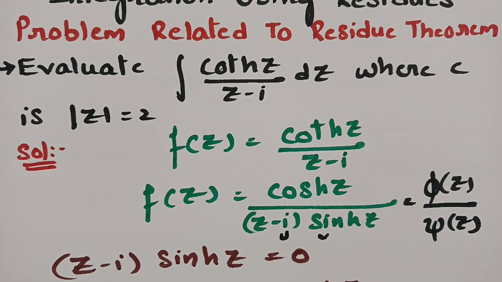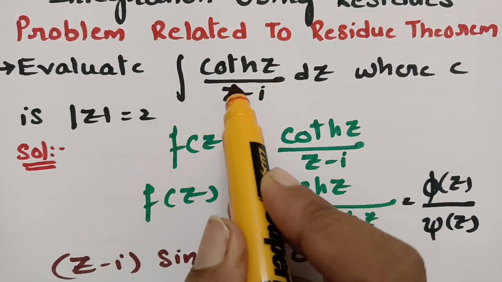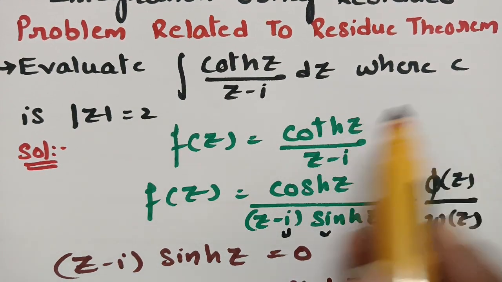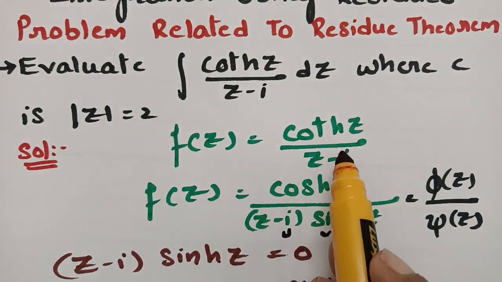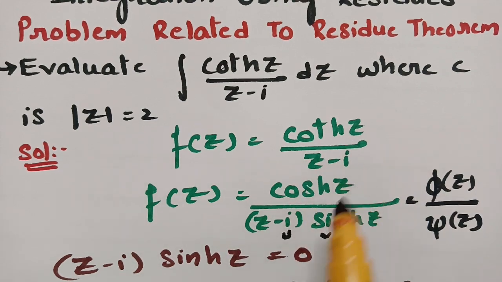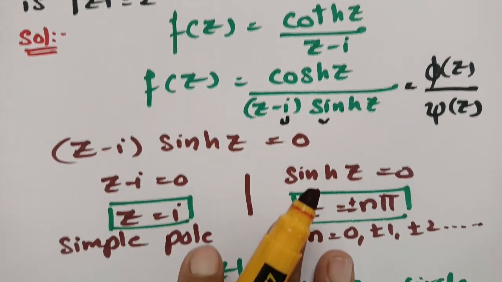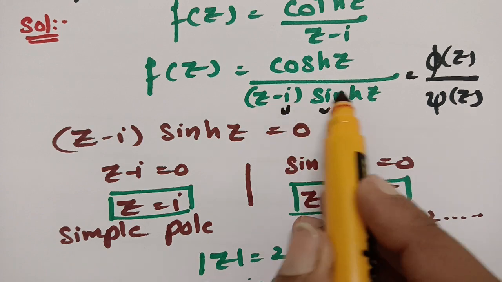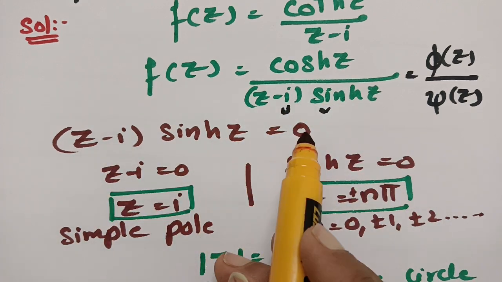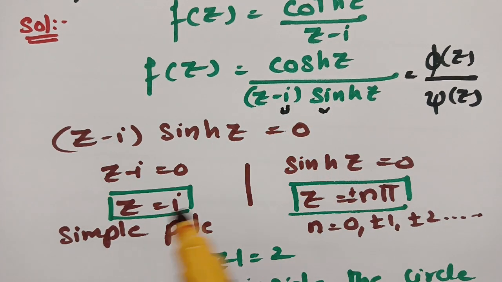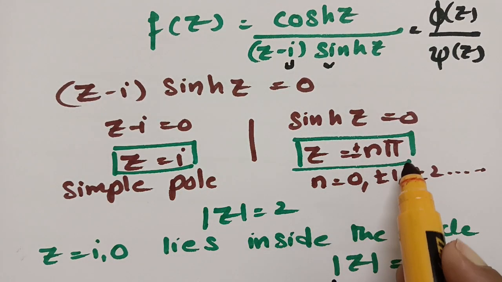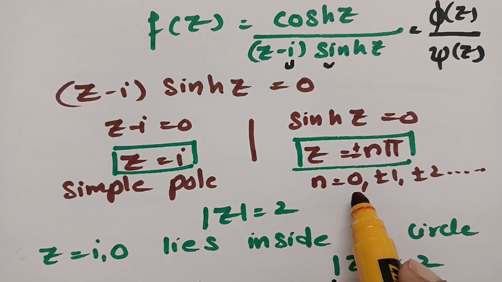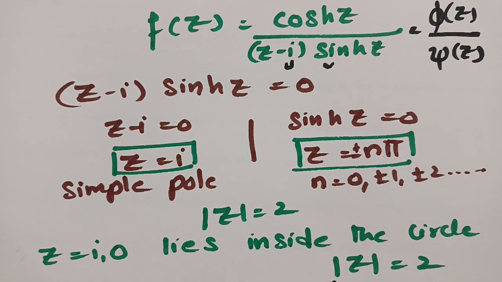See, first of all we have to evaluate this function, that is integral f of z into dz, where z is given by mod z is equal to 2. So f of z is cot z by z minus i. And next, in order to find the poles we have to equate the denominator to 0. So after equating the denominator to 0, we got z value as i and z value as plus or minus n pi, where n runs from 0, plus or minus 1, plus or minus 2 and so on.